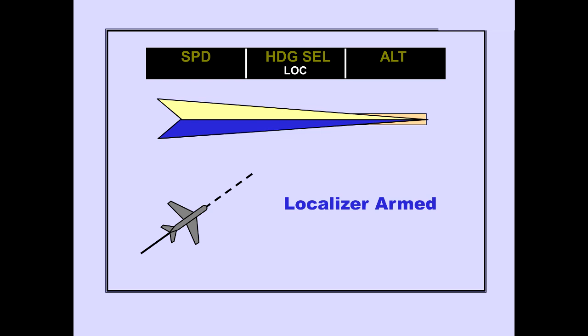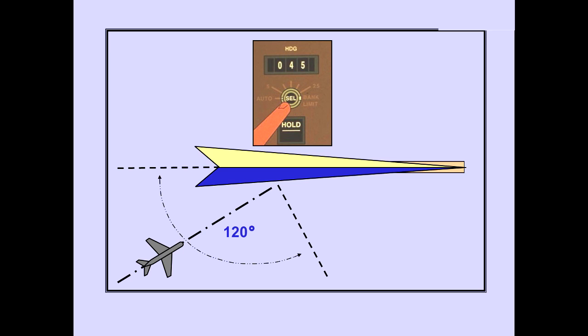The proper localizer frequency and course selection must be set prior to localizer capture. This can be accomplished either manually or automatically through the FMS CDU. Navigation radio tuning is discussed in the Navigation Radio module. Localizer is displayed on the PFD, and the autopilot is armed to capture the localizer. Heading select or heading hold mode can be used to intercept the localizer.